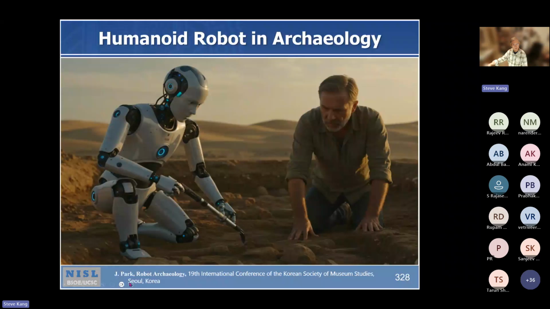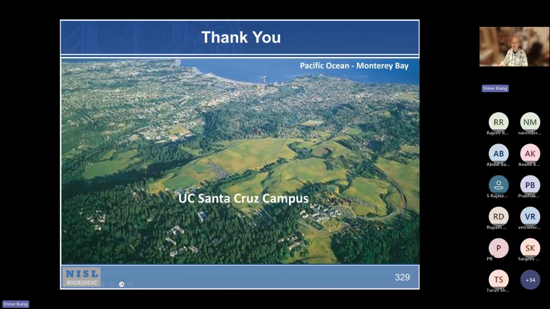So this is J. Park's robot archaeology. He presented this paper in Seoul this year, at the 19th International Conference for Korean Society of Museum Studies, where a robot can help this archaeologist, even guide to find where to dig. This is sort of a pipe dream. That's the end of this talk.